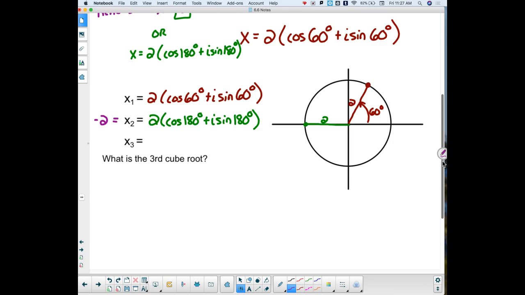What do you know about 60 and 180 degrees, other than that they're on the unit circle? 60 is 1/3 of 180. Okay, what else?